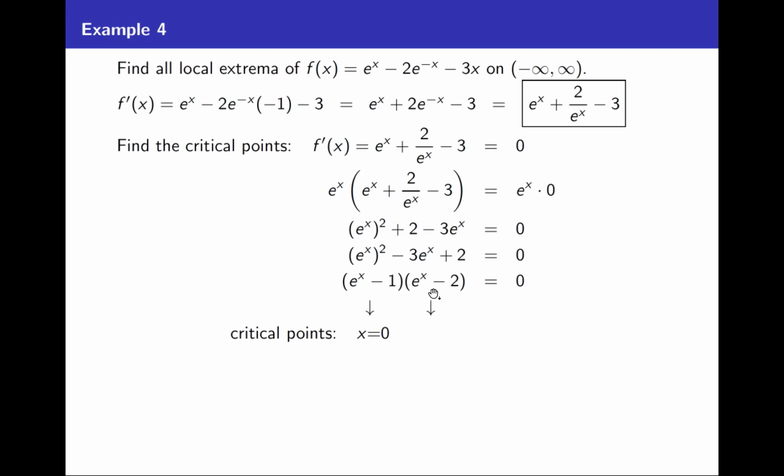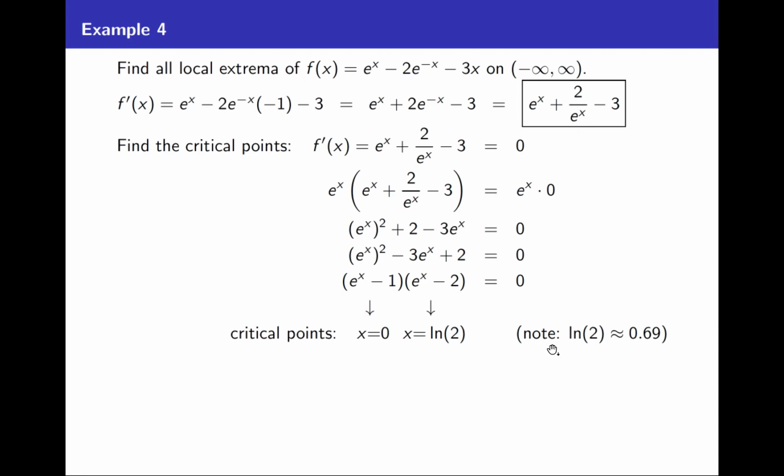What about the second factor, e to the x minus 2? How could that be 0? Well, it could only be 0 for those x that make e to the x equal to 2. And what value of x is going to make e to the x equal 2? Well, ln of 2. e to the power of ln of 2 is equal to 2. So that minus 2 is 0.